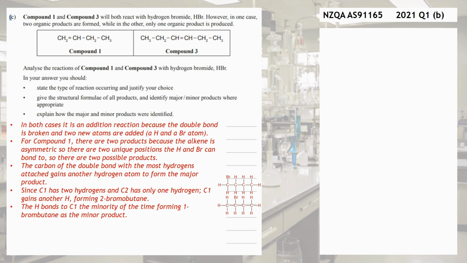Now if we draw out these molecules, it might be good to write major above and minor below this one. So what happens with compound 3? Let's have a look at that.